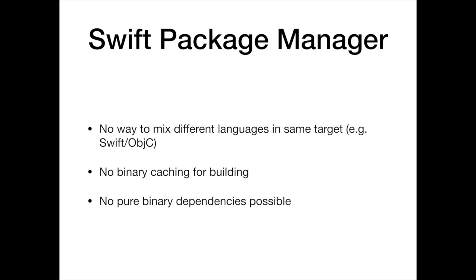Then Swift Package Manager. The first and foremost disadvantage of Swift Package Manager is that you cannot have different languages in the same target. So you cannot mix Swift and Objective-C source code in the same target, which for a lot of dependencies we have in our current company is very much a requirement. Then there's no real way to specify binary caching for building, so you would have to rebuild the source code every time. And also it's not possible to include pure binary dependencies without having the source code.